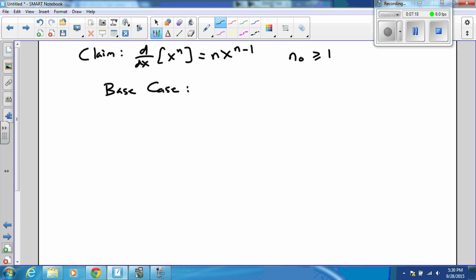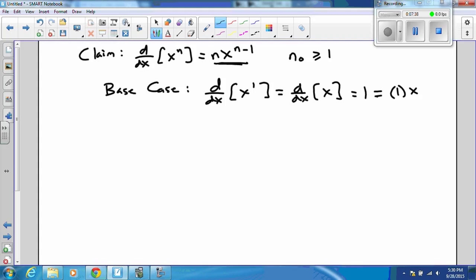So we begin with the base case. The derivative of x to the first, well, that's just the derivative of a linear function, and we already have a linear function rule that gives us that this derivative is equal to 1. Did that work out? Well, let's check. We have to check it against the claimed result to see if it works out. Is that equal to 1 times x to the 1 minus 1? And sure enough, it is. So we're happy with that. Our base case checks out.